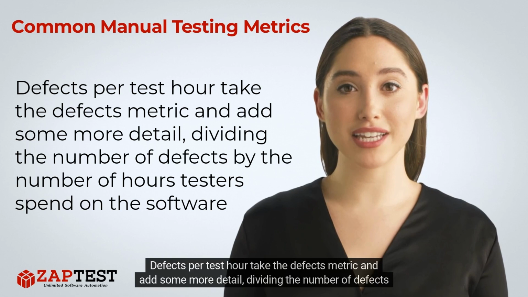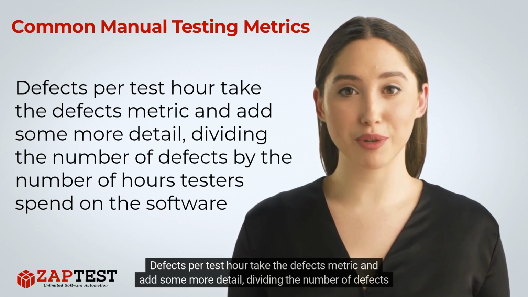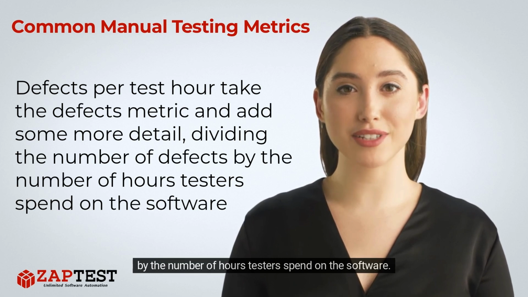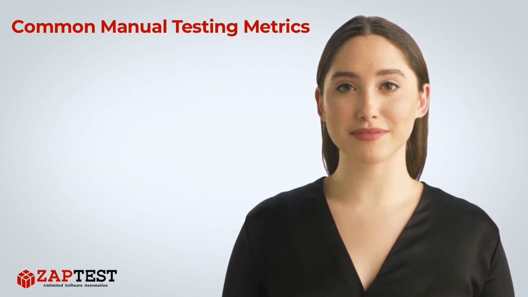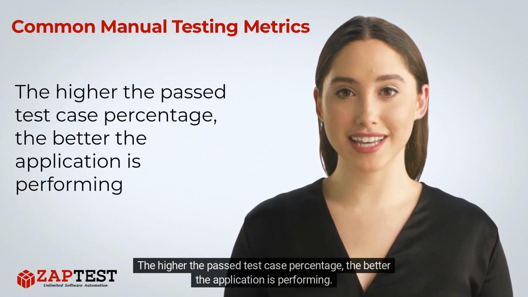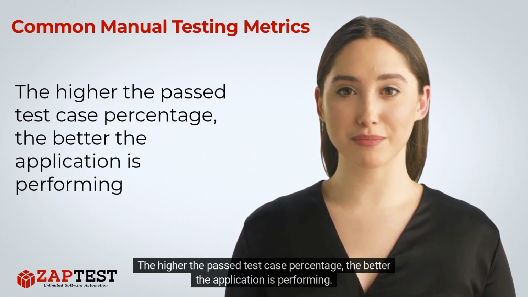Defects per test hour take the defects metric and add some more detail, dividing the number of defects by the number of hours testers spend on the software. 3. Pass test case percentage. Some test cases run with a simple pass or fail basis, and this metric provides a percentage of the test cases that pass. The higher the pass test case percentage, the better the application is performing.